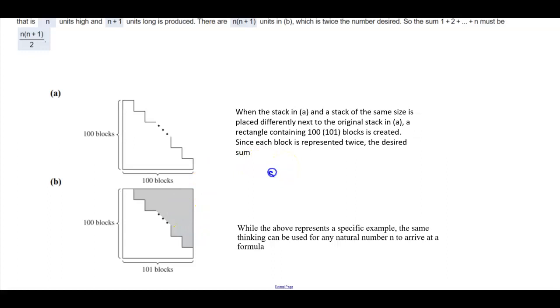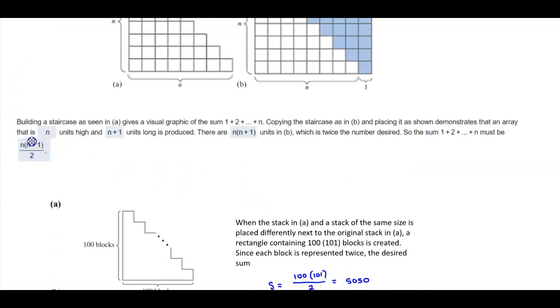Since each block is represented twice, the desired sum would be the following. So the desired sum is going to be 100 times 101 divided by 2, which would equal 5,050. Now, while the above represents a specific example, the same thinking can be used for any natural number n to arrive at a formula, which is what we get over here.